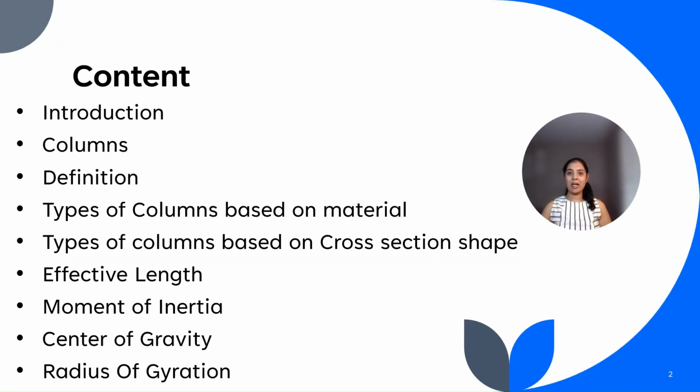Content of this topic are Introduction, Column, its definition, then types of columns based on material, types of columns based on cross-section shape, effective length. Then, what is moment of inertia and center of gravity? What is radius of gyration and how these things are related to columns? So, let's get started.